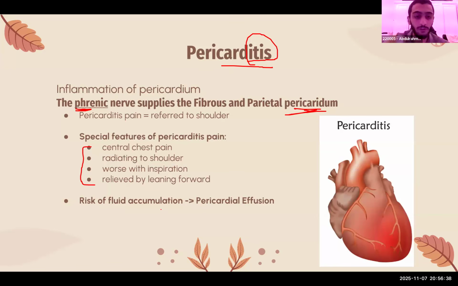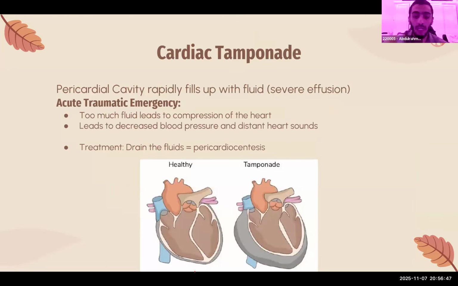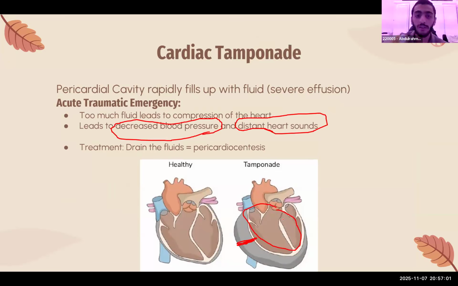And now this is a risky complication because with inflammation, what happens is that there's going to be fluid buildup. And with fluid buildup, you're going to have a big pericardial space, and it will compress the heart. So the heart can no longer pump out enough blood, and this would lead to hypotension. And another thing you can see is something known as distant heart sounds, which is basically the heart is so far behind that you can't really hear it.